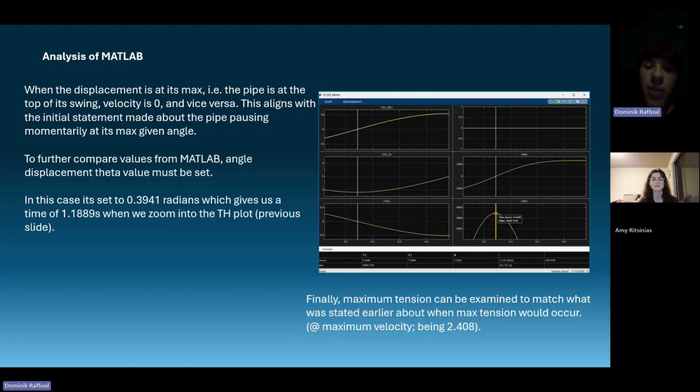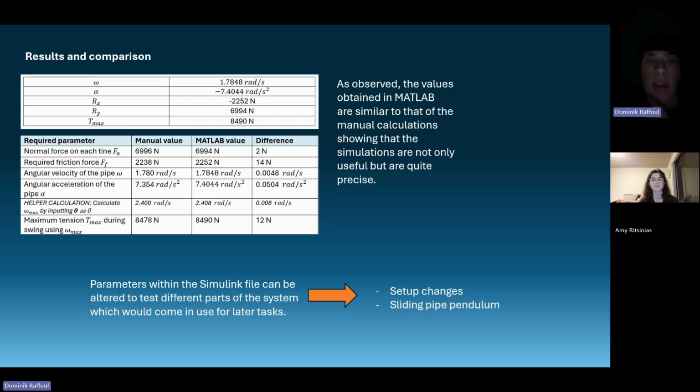To further compare the values from the MATLAB angle, the displacement for the value must be set. So in our case, we've set 0.3941 radians, which gives us a time of 1.1889 seconds.